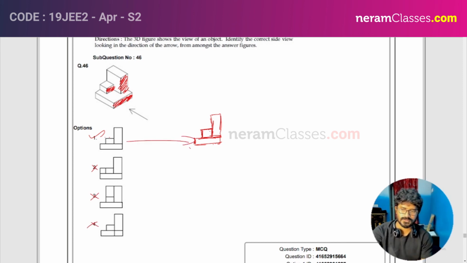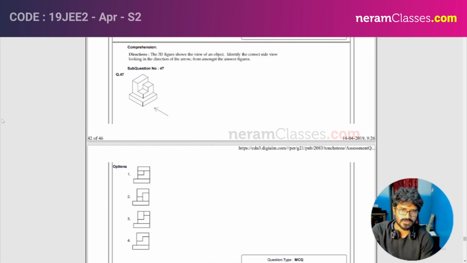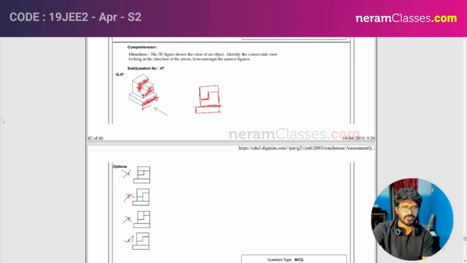So this exactly matches. Question number 47 is we need to find out the correct elevation for this 3D geometry based on the direction of the arrow. So I'll start drawing the shapes which are seen in the arrow direction. So there is this shape, and there is this shape, so which will be like this, and there is a pedestal which will be extending in this direction. So I'll draw it like a rectangle, so this portion which I draw. Okay, so we shall try to match this. 1 is wrong, and 2 is also wrong, and 3 is also wrong. 4 is the correct answer which is matching here.